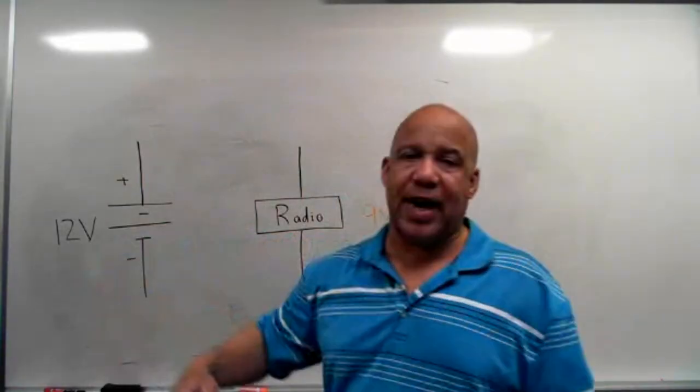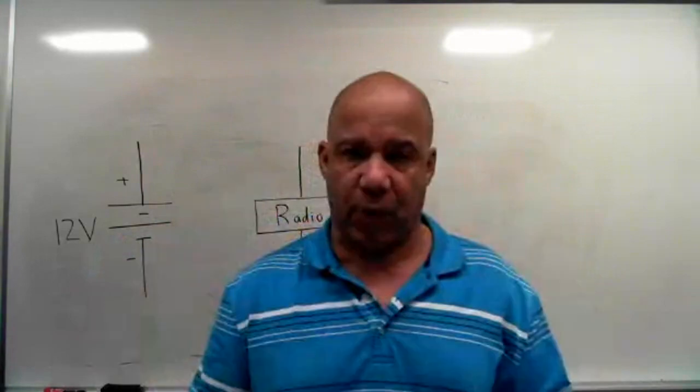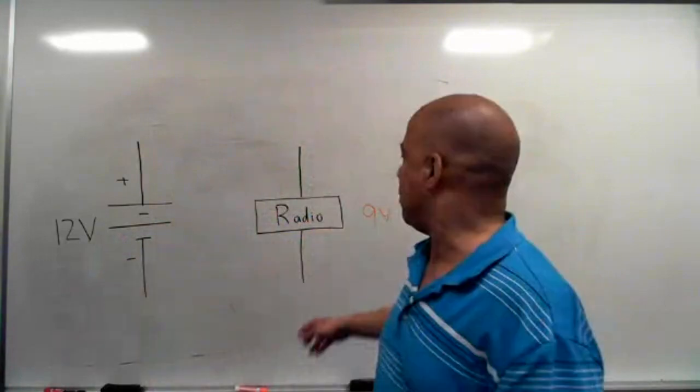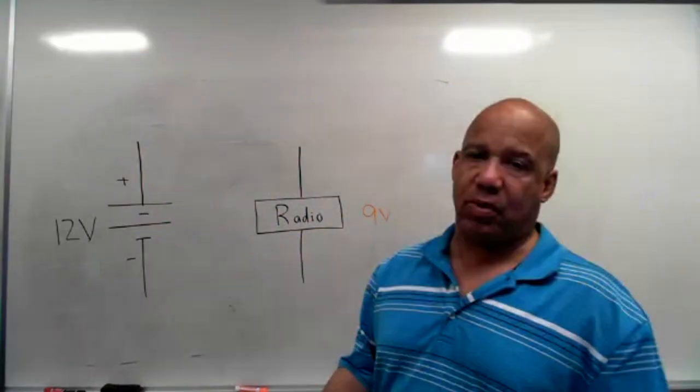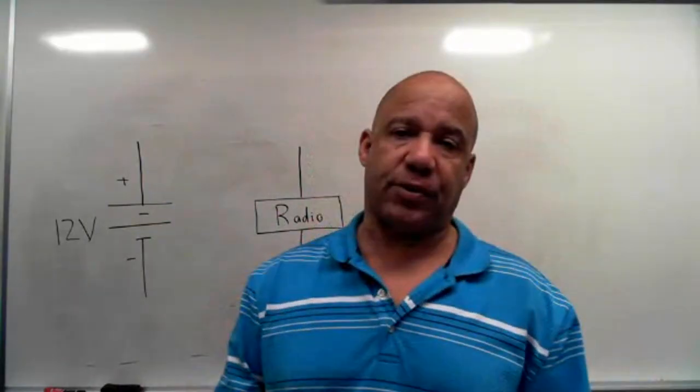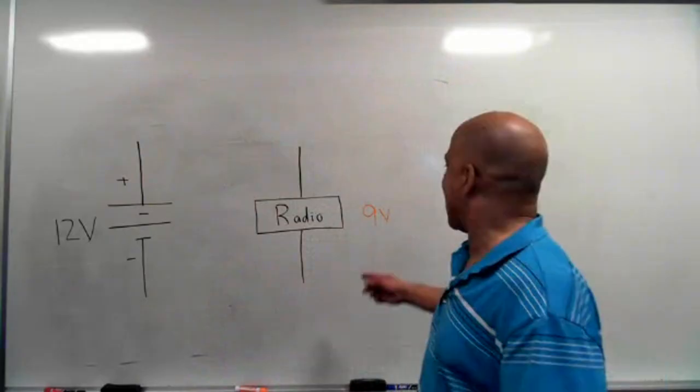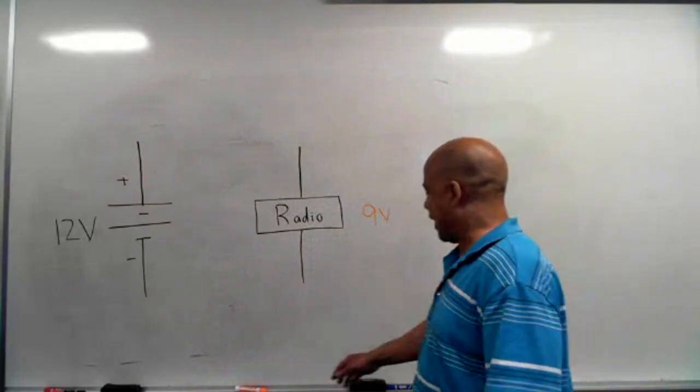So some kind of way you got to reduce the voltage down. You got to drop the voltage down to the proper level of 9. But what do we use to drop voltage? Resistors drop voltage.